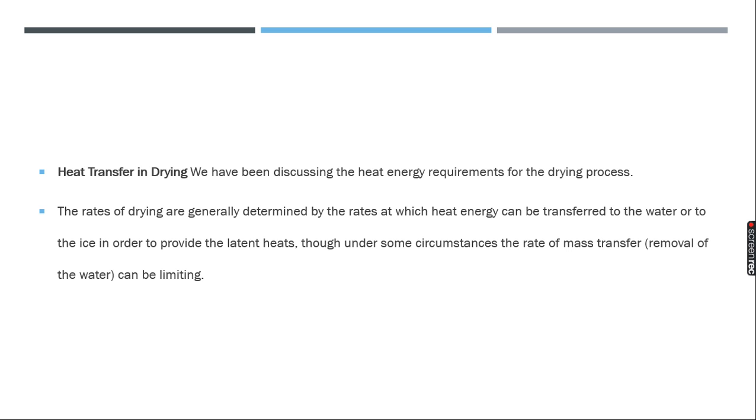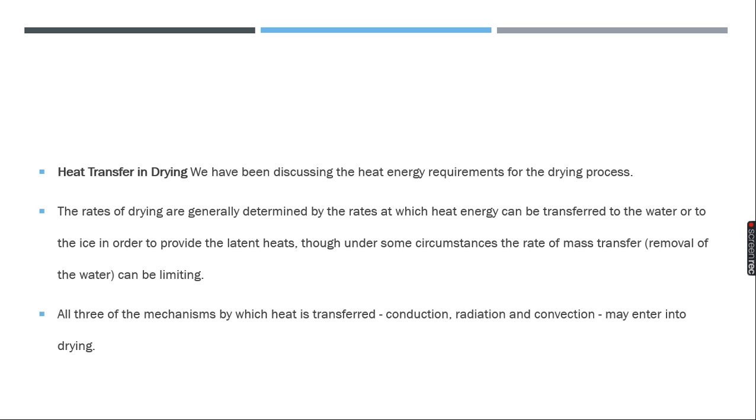Now if we discuss the heat transfer process and how it is going to dry, we need to understand the drying process itself. Essentially, in this drying we are discussing the heat energy requirement. The rate of drying can be determined by how much heat is transferred and how much mass, meaning water removal. In some circumstances, the rate of mass transfer can be the limiting one. In some cases, exposure to heat may not be sufficient, and all the mechanisms of heat transfer, conduction, radiation and convection, may take place in drying.